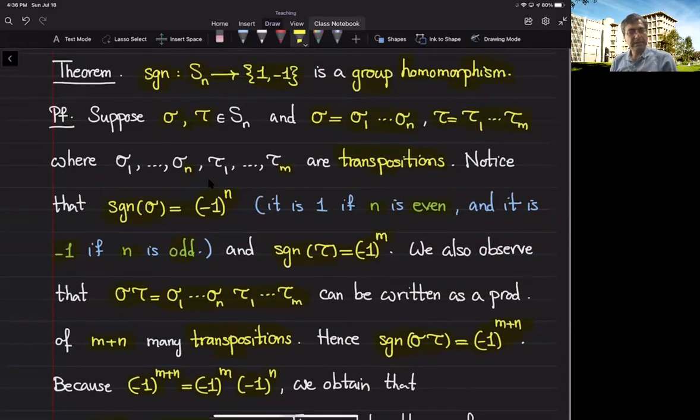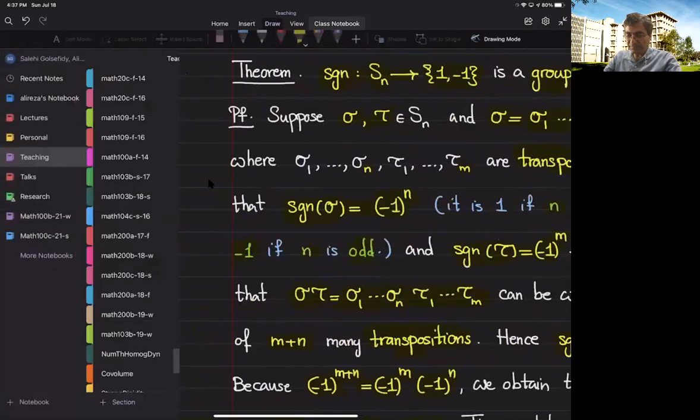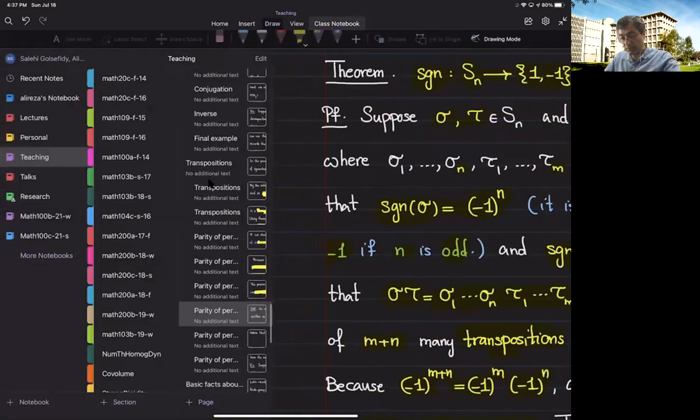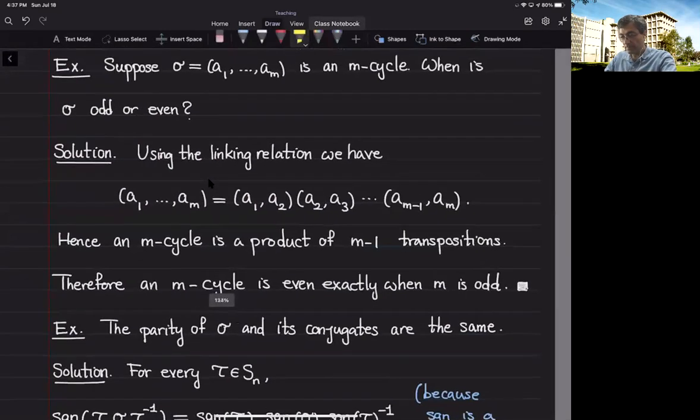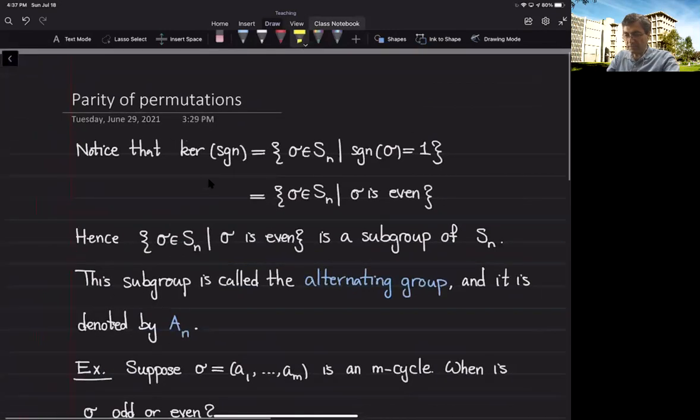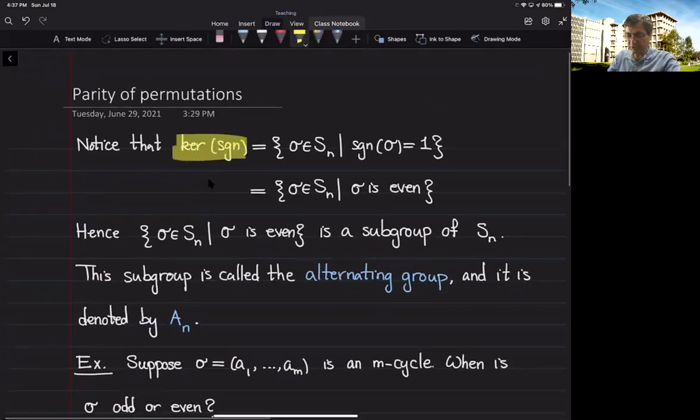So sign is a group homomorphism from the symmetric group to the group with two elements, 1 and -1. In particular, kernel of sign is a subgroup of the symmetric group. And kernel of sign, what is it? By definition, it consists of those permutations where the sign goes to the neutral element of the codomain. Neutral element of the codomain is 1. So this means I'm looking for those permutations whose sign is 1.